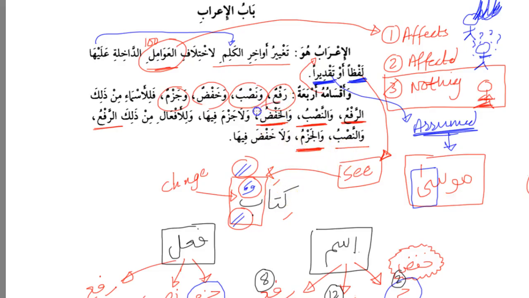Just like khafad is unique to isms, jazm is unique to fi'ls.